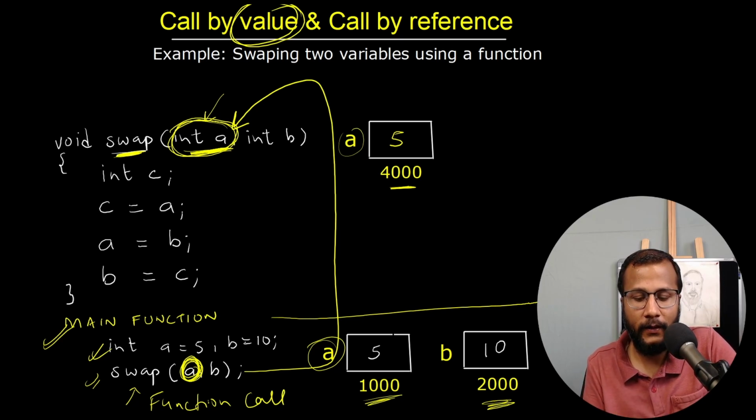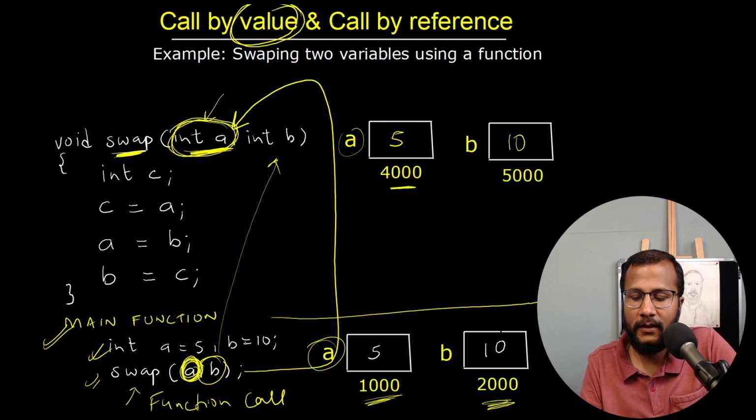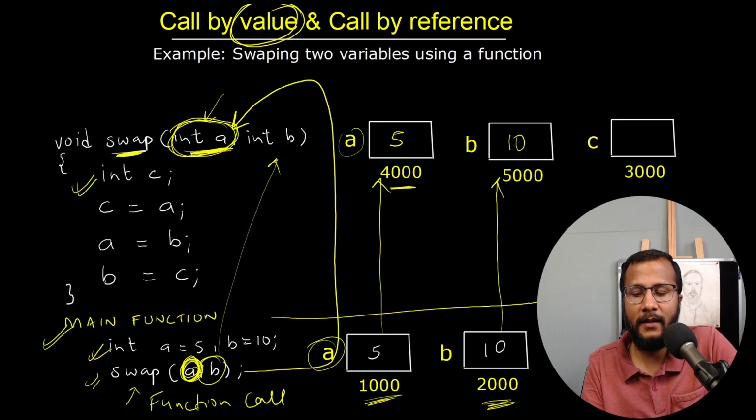There's a difference. Similarly, b is copied to the b in the swap function. Let's say in the swap function, b is occupying the memory address 5000. In the memory address 5000, the value 10 is copied. So this is how the copying is done. Now what I've done in the swap function is I've created one variable c. So what is c? c is an int variable. Let's say it occupies the memory address 3000. I'm assuming this. c equals a, so c would be 5.